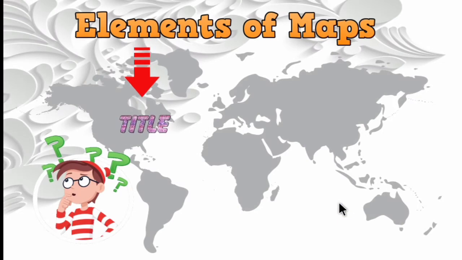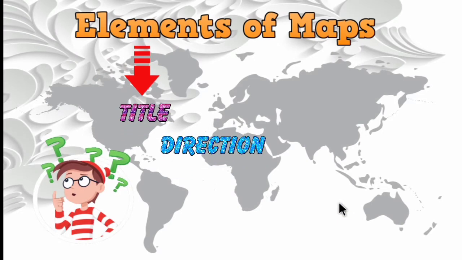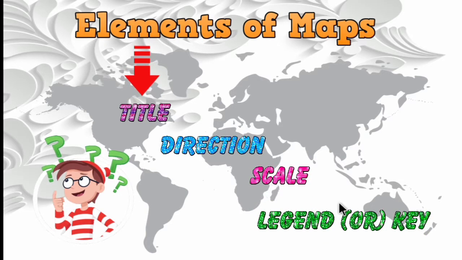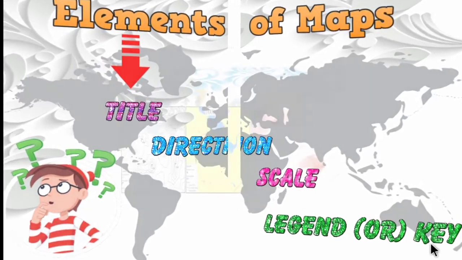So now let's see the elements of a map. First one is title, next is direction, next is scale, and then legend or key. These are all the different elements of a map which are present in all kinds of maps: title, direction, scale, legend or key. So let's see the example and definition for each.